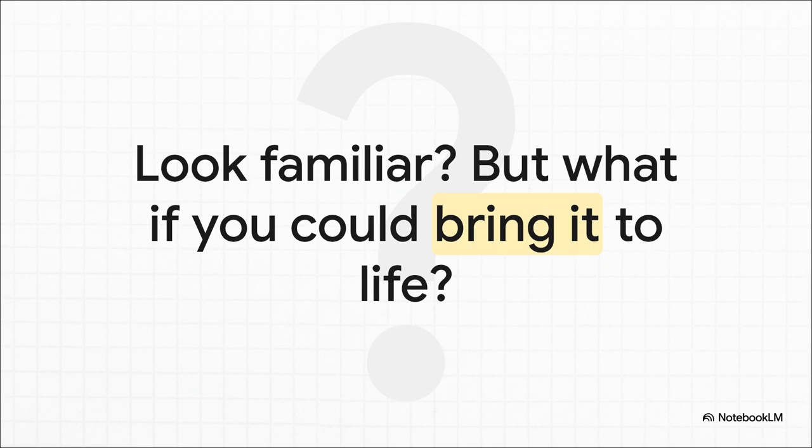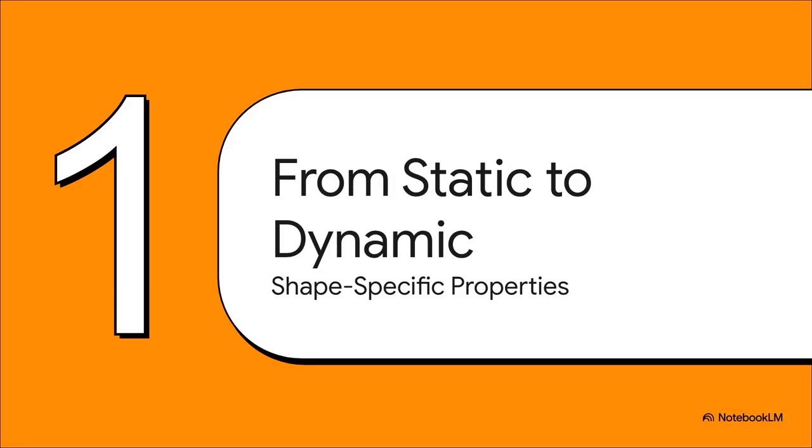But what if you could click the mouse and make that circle get bigger? Or make that star sprout more points? What if you could actually bring it all to life? Well, that's exactly what we're going to figure out how to do today. The secret, the real key here, is a powerful little idea called shape-specific properties. Seriously, this is what turns your flat, boring drawing into something dynamic and interactive.